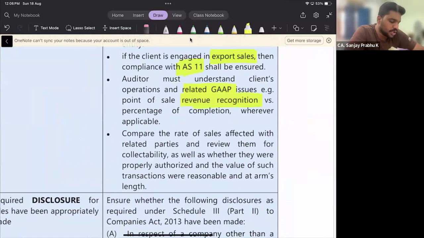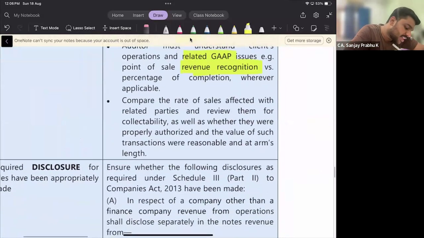Point of sales revenue means nothing but our AS 9. When can we recognize the revenue? When the risk and reward is transferred. Compare the rate of sales effected with the related party. Very, very important.